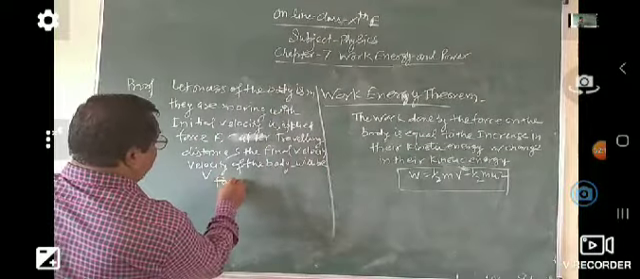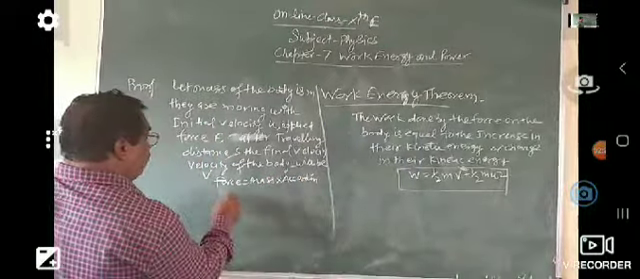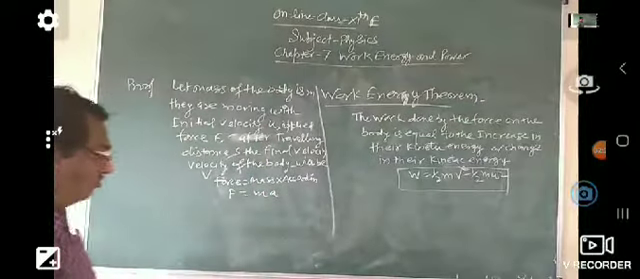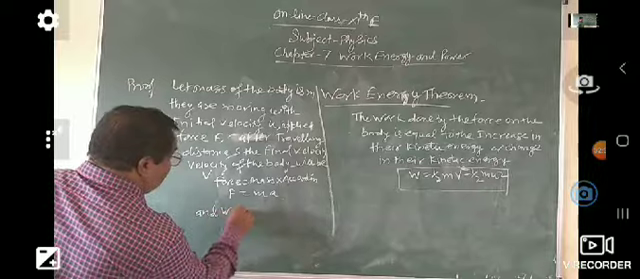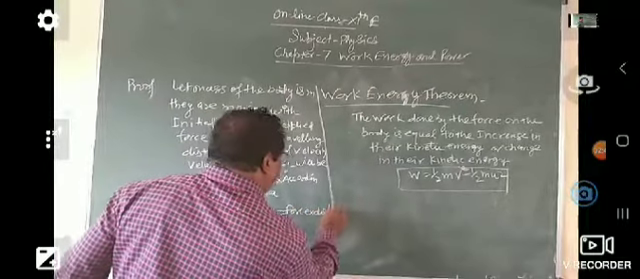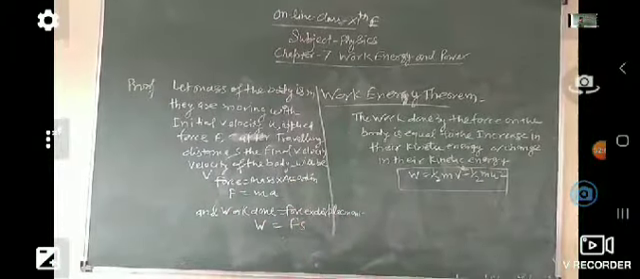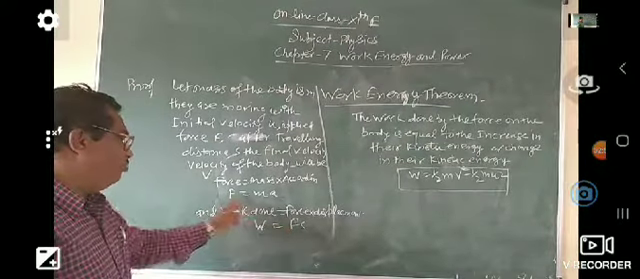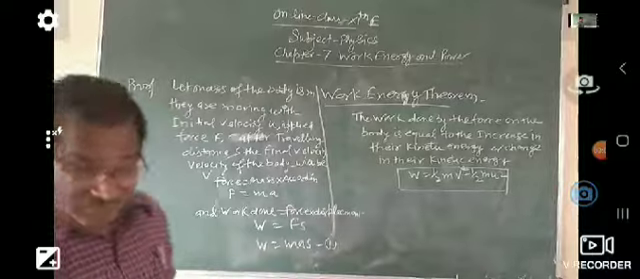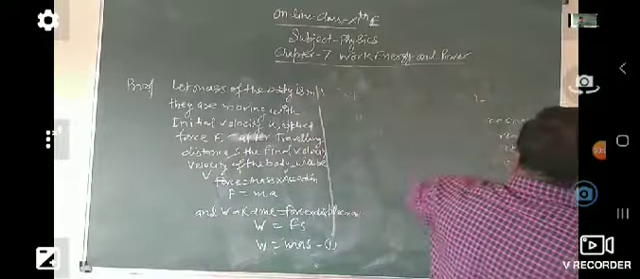So here how can we calculate the applied force? Force equal to mass into acceleration, that is force F equal to m into a. Clear? Or we can calculate the work done by the force: work done equals force into displacement. So W equal to F into s. We can write the value of F equal to ma, so W equal to mas, equation first. So here we find the value of as.